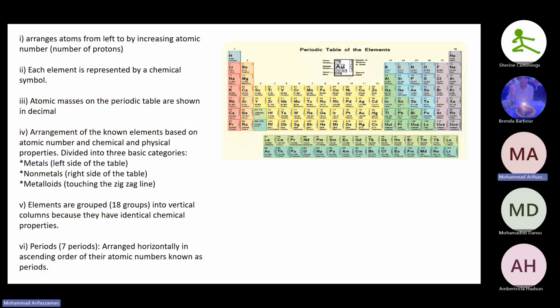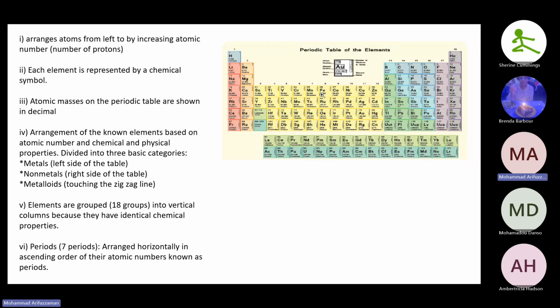So this is the periodic table. Now let's start with the periodic table, the table of elements expressed in columns and rows. You can see here the columns. Can you count the number of columns?